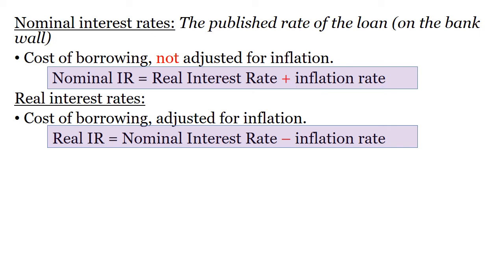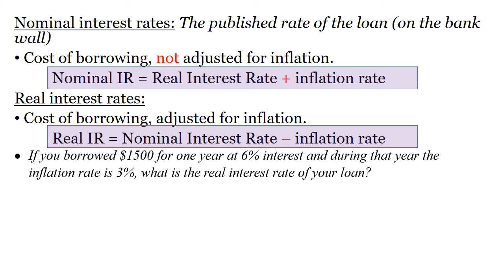So let's get some practice problems here. If you borrowed $1,500 for 1 year at 6% interest, and during that year the inflation rate is 3%, what is the real interest rate? So here, nominal, oh, and by the way, nominal is always default because we haven't adjusted. You have to tell somebody if you're going to adjust the number. So you have to announce if it's the real GDP, the real interest rate. If it doesn't say what kind of interest, always nominal.